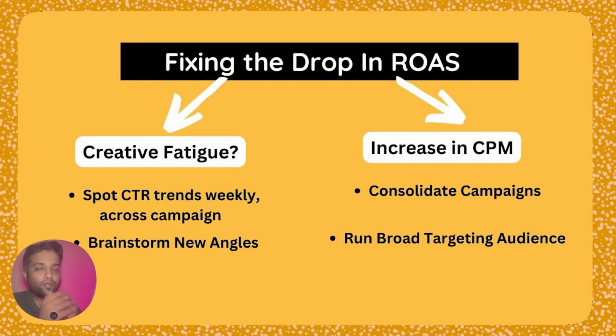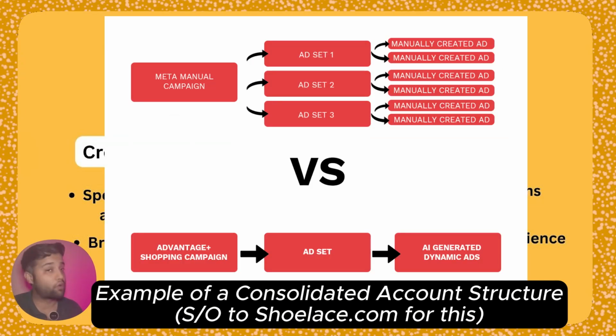Once you have solved for creative to a certain extent, let's think, okay, if creative is not the problem, probably your CPMs are the problem. Your CPMs are going continuously up. You are probably cannibalizing your campaigns. Are you running too many campaigns? Probably, yeah. If you are running 3 to 5 different ad sets with almost the same ads, same targeting, then you are cannibalizing and competing against each other.